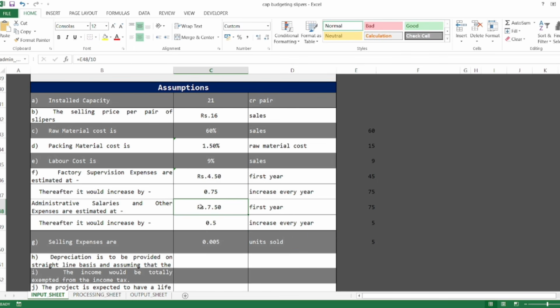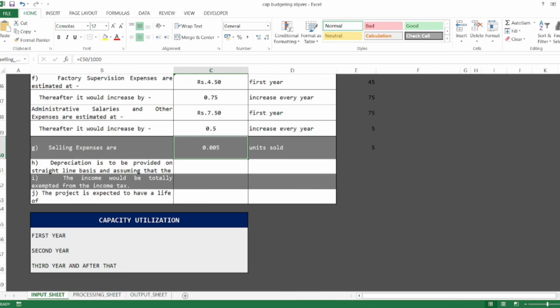Now in the question, it has been provided that depreciation is to be provided on a straight line basis, and the depreciation given to us is 28.5, and we'll rename it as debt. Now for the project estimated life, it is given 5 years, and we'll rename it as project life.